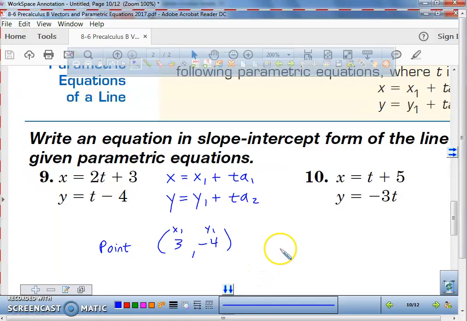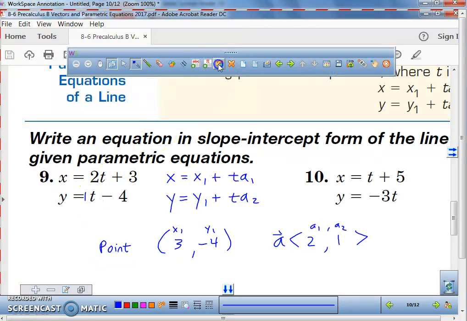Now, do we have vector A? Do we know what A1 is? And we know what A2 is. What is A1 in this one? 2. Very good. What is A2? 1. So that's a 1t, and this is a 2t. Now, this is very important for you guys to know. This represents your horizontal component. This represents your vertical component.